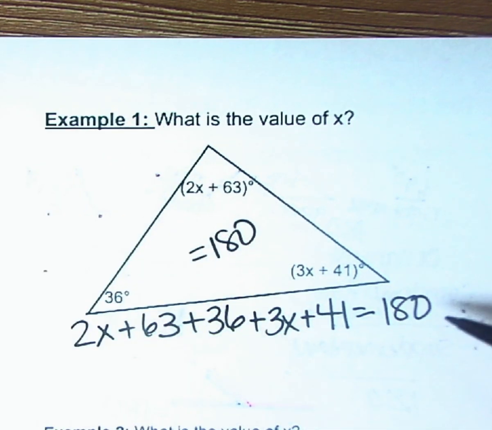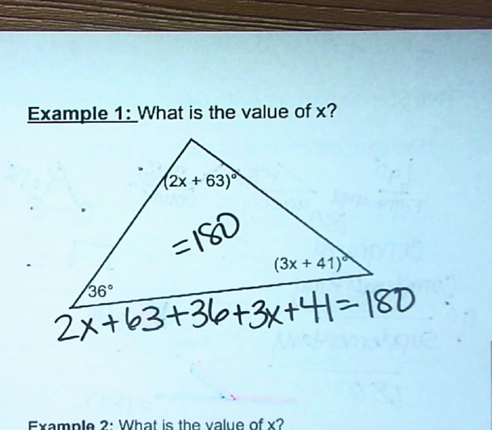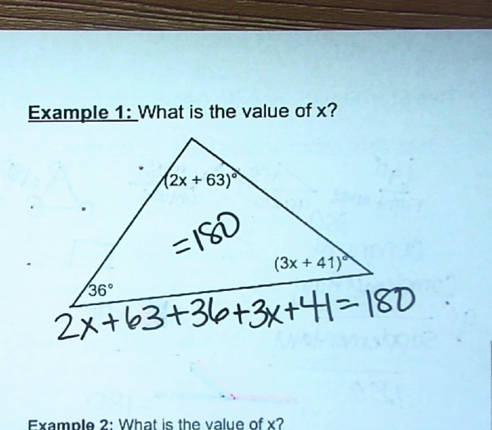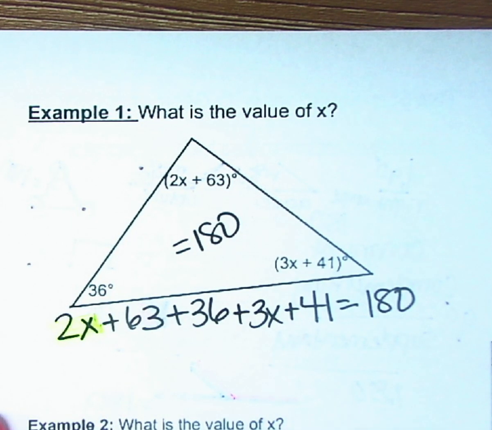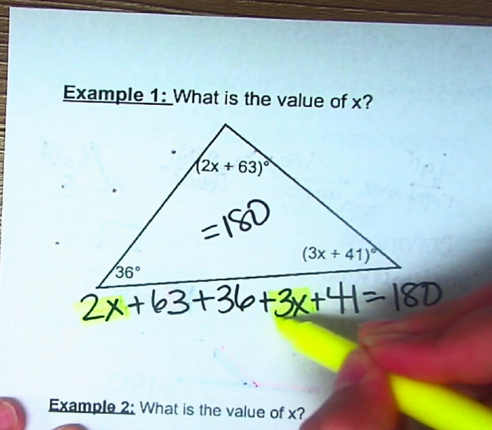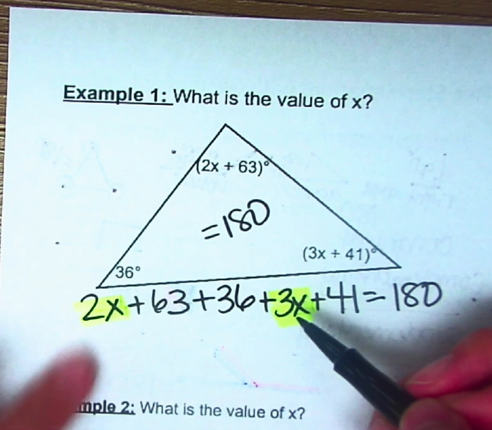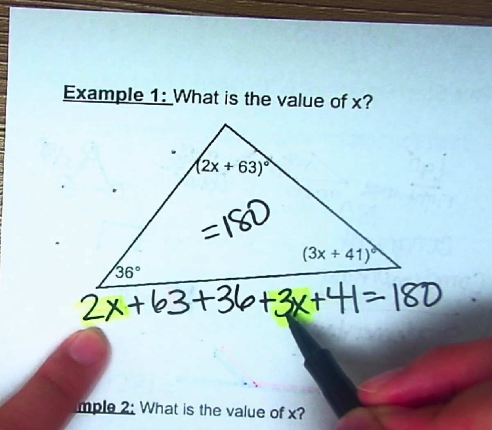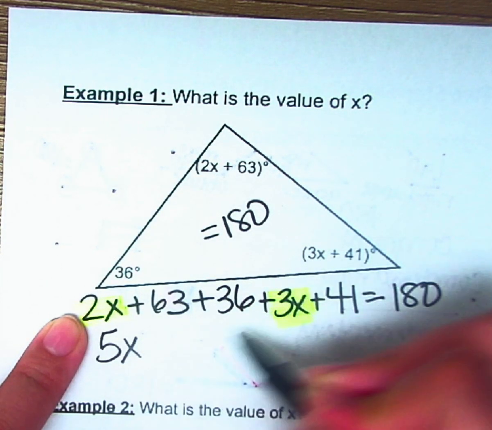So let's take our highlighter. We're going to combine like terms. We're going to combine first our x's. Let's highlight that 2x. We're then going to highlight 3x. Is there any more? Nope. So let's go ahead and add those together. We're going to add the number in the front, our coefficient. 2 plus 3 is going to be 5x.